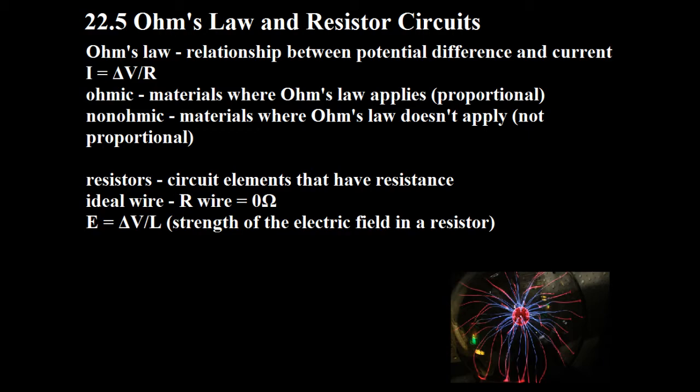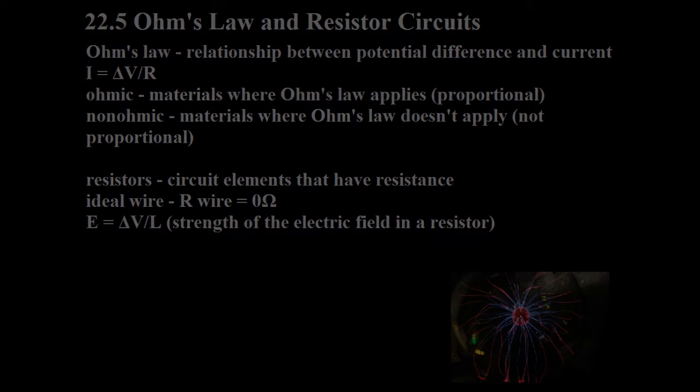Resistors are circuit elements that have resistance, and the definition of an ideal wire is a wire where the resistance is 0 ohms. The strength of an electric field in a resistor is represented by the potential difference divided by the length of the resistor.